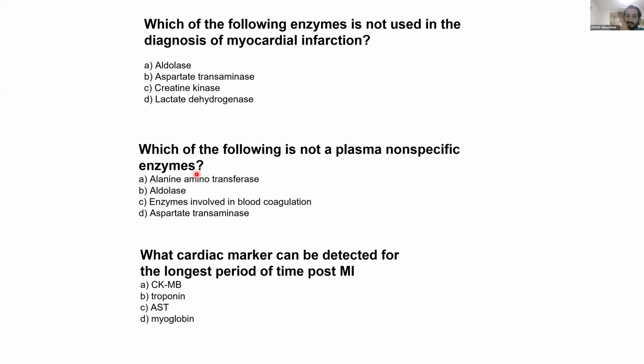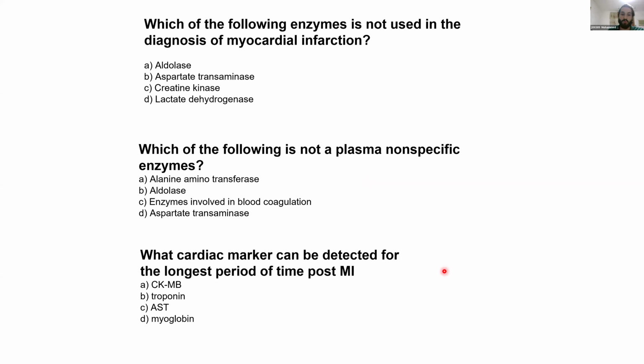So alanine aminotransferase, ALT, is in the liver. Aspartate also is in the liver. Aldolase, I'm not going to confuse you with aldolase, just does not work in the blood. Enzymes involved in blood coagulation, this is the correct answer. Enzymes that have a role in plasma coagulation and clot formation or clot removal. There are enzymes for clot formation and enzymes for clot removal, but these are plasma-specific enzymes. This is the answer.